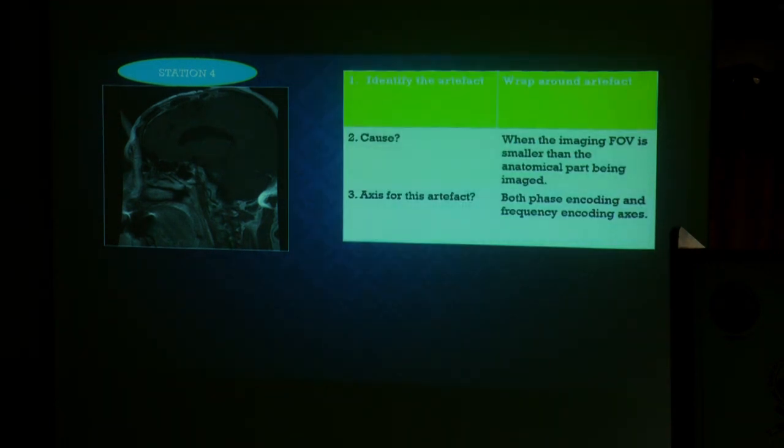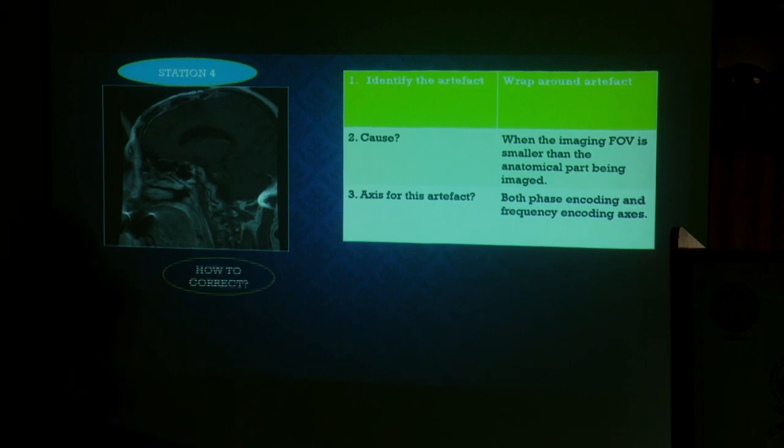In any MRI artifact, the most common questions asked are: what is the cause for the artifact, what are the axes, either phase encoding axis or frequency encoding axis, and what are the steps to eliminate this artifact. These three are very important for each MRI artifact. Here we can see, axes for this wraparound artifact are both phase encoding and frequency encoding. So we should know how to eliminate this.